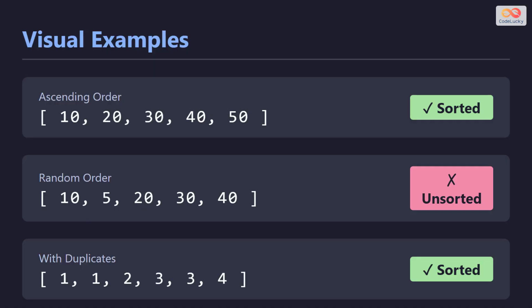Let's look at some examples to clarify. The first array with 10, 20, 30, 40, 50 is sorted because each number is increasing. The second array is unsorted because 5 is smaller than 10, breaking the order. The third example shows that duplicates are allowed. 1, 1, 2, 3 is still considered sorted.